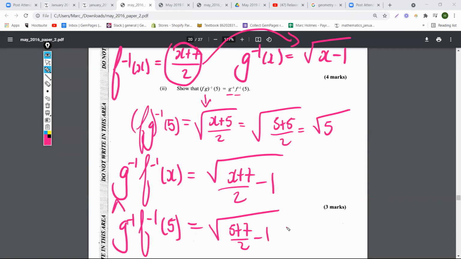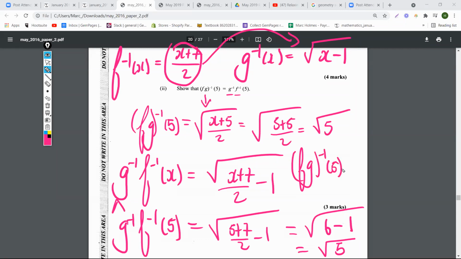Yeah, so this is gonna end up being, guys, the square root of 5 plus 7 is gonna give us 12 over 2. So this is going to be 6 minus 1, the square root of 6 minus 1, and that would give us the same thing, the square root of 5. So this shows, guys, that both of them are equal. F of g to the -1 of 5 is equal to g to the -1 of f to the -1 of 5. So I end up with the same thing. 5 plus 7 will give me 12 over 2, which is 6. And I end up with the same thing here.